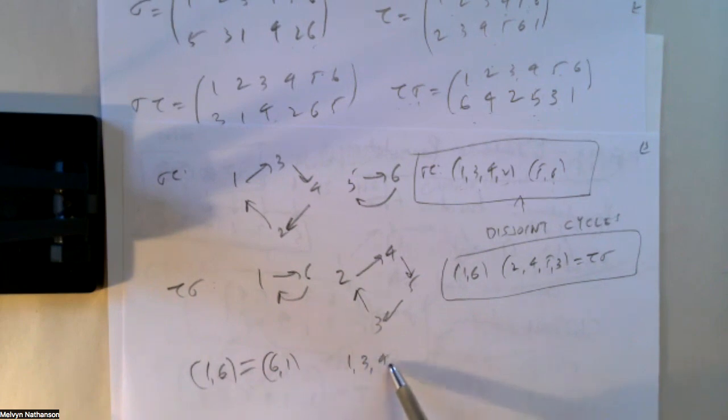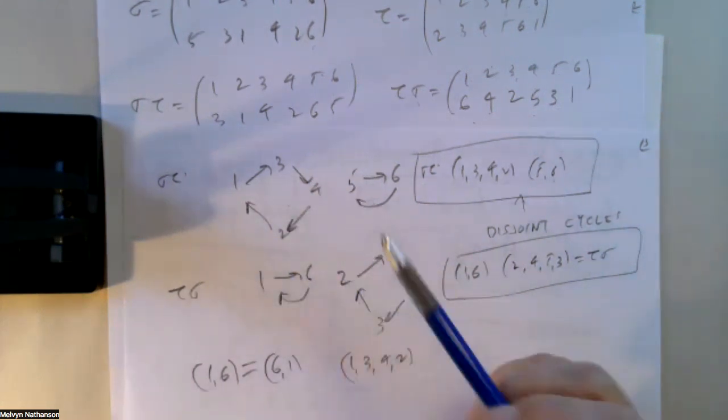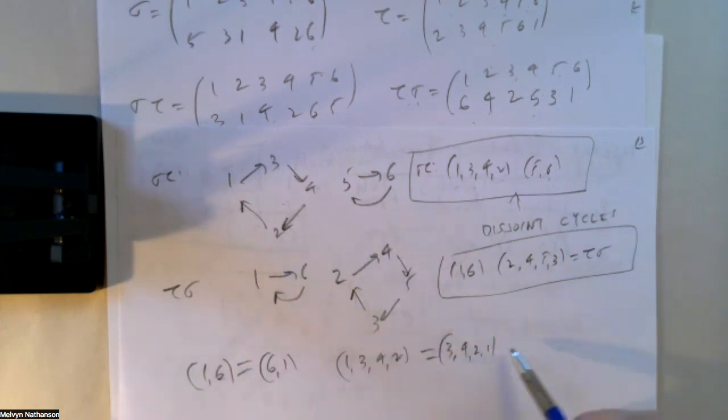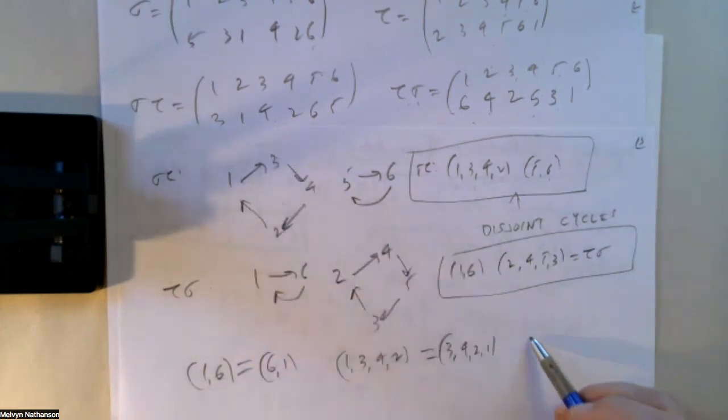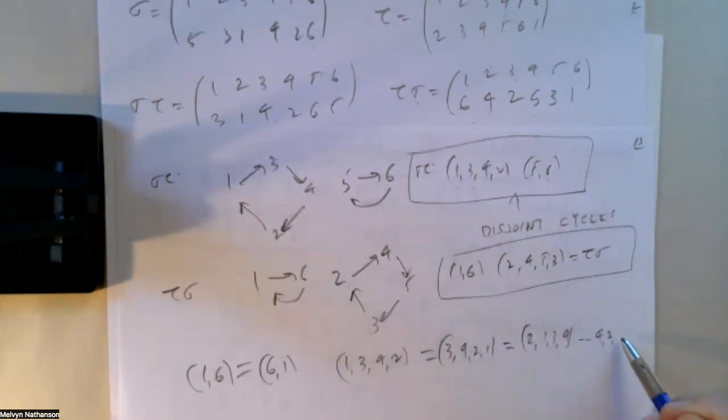If I take (1 3 4 2), here's a picture of it. 1 goes to 3, goes to 4, goes to 2. It's also the case that 3 goes to 4, goes to 2, goes to 1. It's the same permutation. They both send 1 to 3, 3 to 4, 4 to 2, and so forth. I could start here: 2 goes to 1, goes to 3, goes to 4. Let's start here: 4 goes to 2, goes to 1, goes to 3.